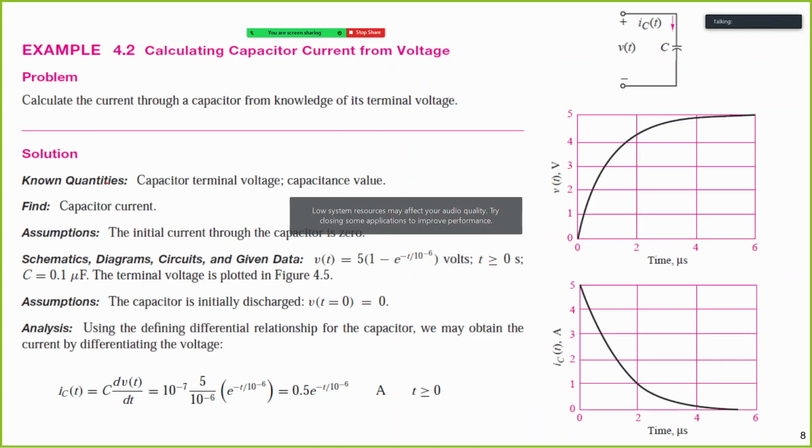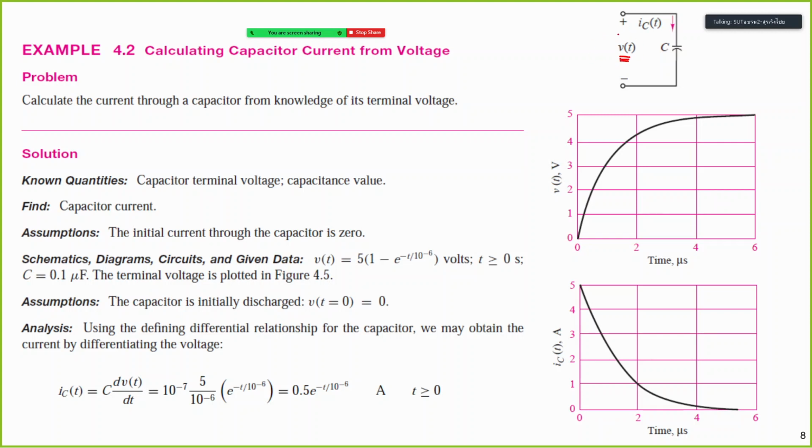Okay, let's see some relations between voltage and current across the capacitor. For example, we apply a voltage to the capacitance or capacitor with this function, right? When the time goes from 0 to 6 microseconds, the voltage increases from 0 to 5, and then after that it becomes constant. What happens to the current flow, right?